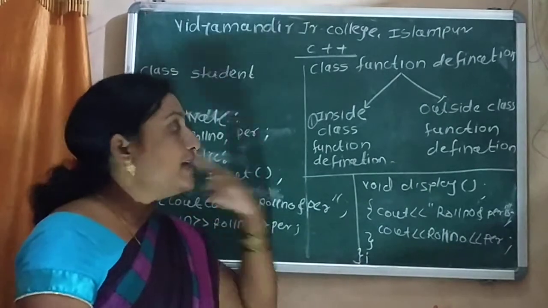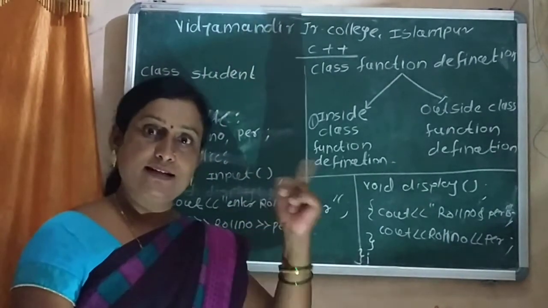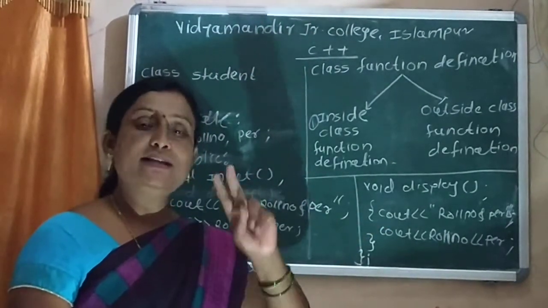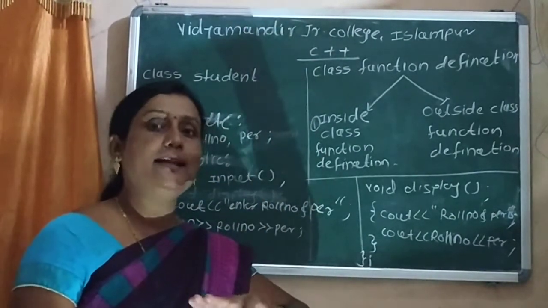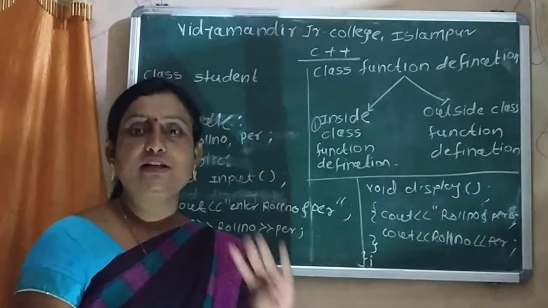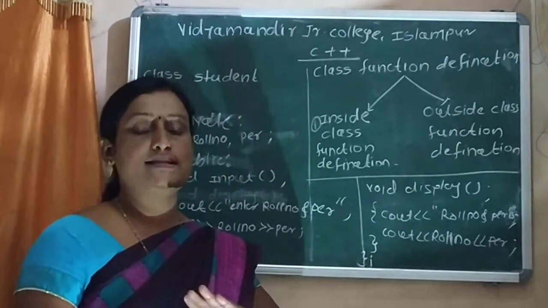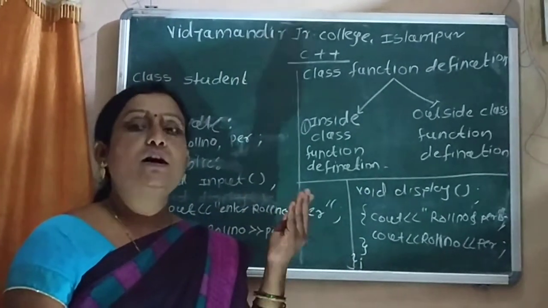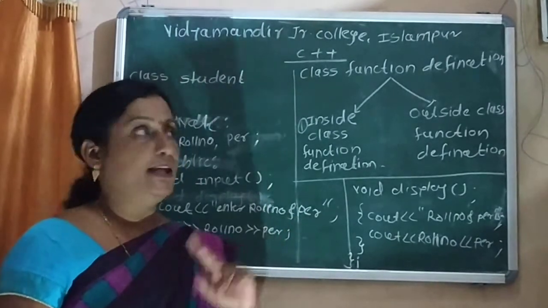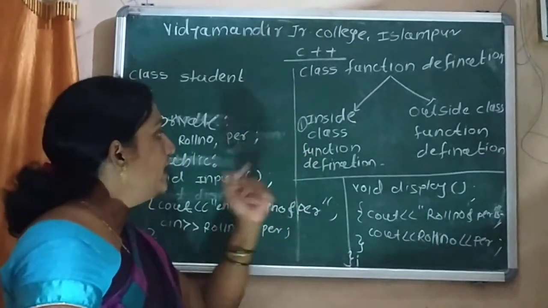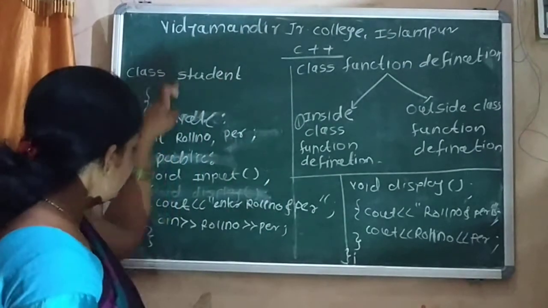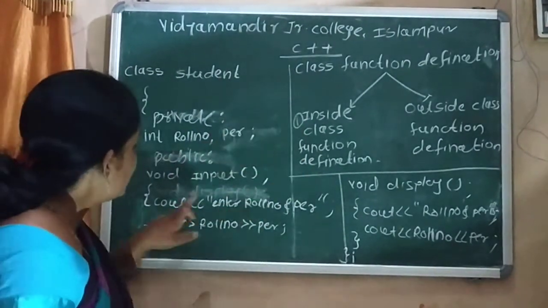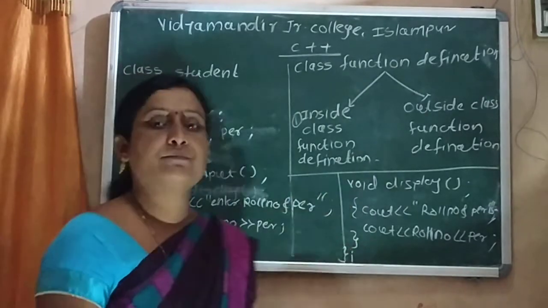That is the second part of a class. First is the class declaration and second is the class function definition. The third part of the class content is the object declaration and the fourth part is object function accessing. In this point, we have made clear the two points of the class, that is the class declaration and class function definition.